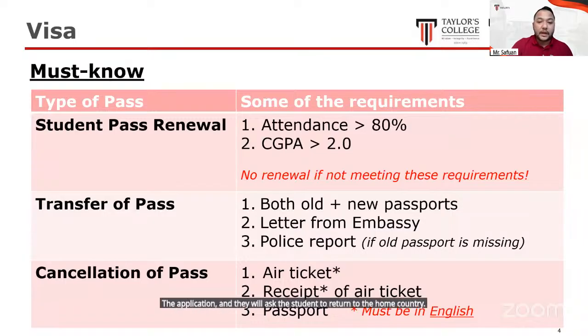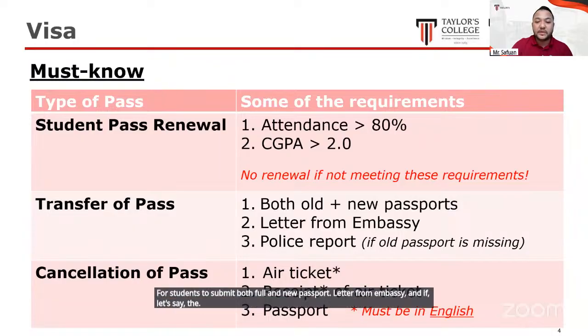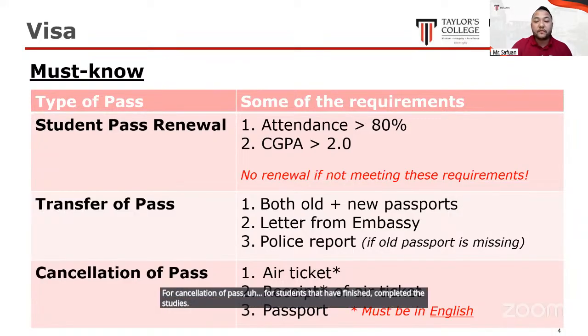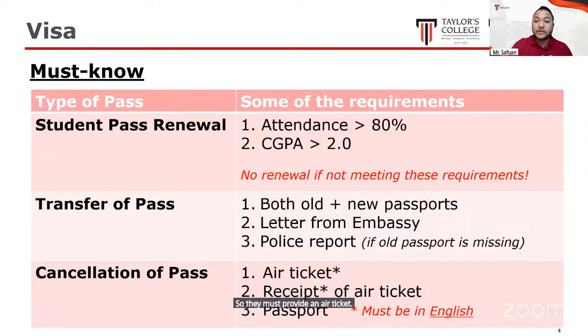For transfer of pass, EMGS will require the student to submit both old and new passport, a letter from the embassy, and if let's say the old passport is missing, the student might need to provide a police report. For cancellation of pass, for students that have completed the studies, the student must provide an air ticket, the receipt of the air ticket, and also a passport. So the air ticket must be in English.